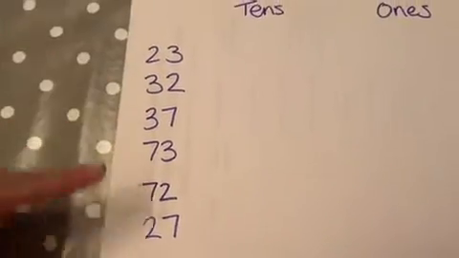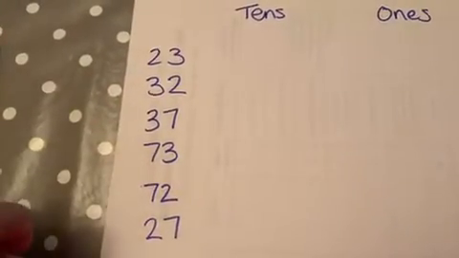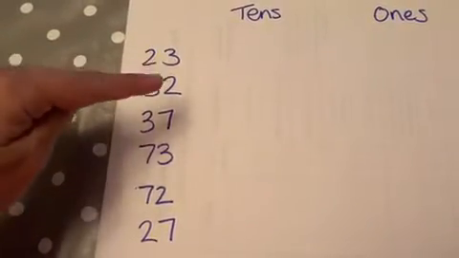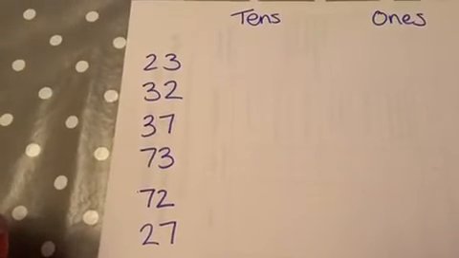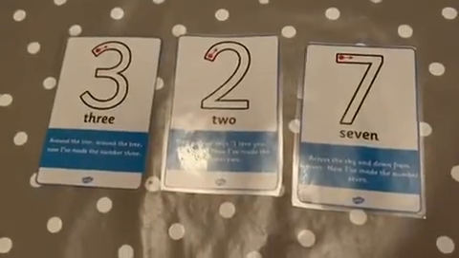Can you see I've got 2 that start with 20, I've got 2 that start with 30 and 2 that start with 70. And then in my 1s column, I've got 2 that end in a 3, I've got 2 that end in a 2, and I've got 2 that end in a 7. So there are 6 possible 2-digit numbers that you can make from 3 digit cards.